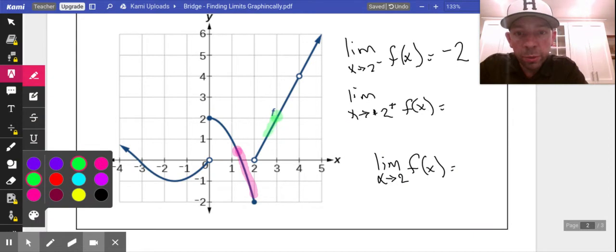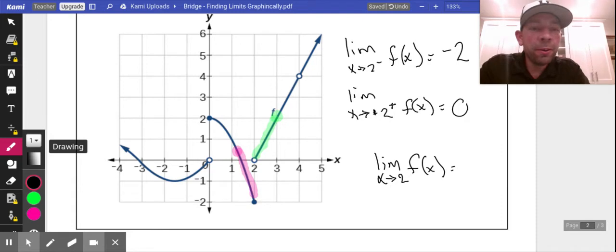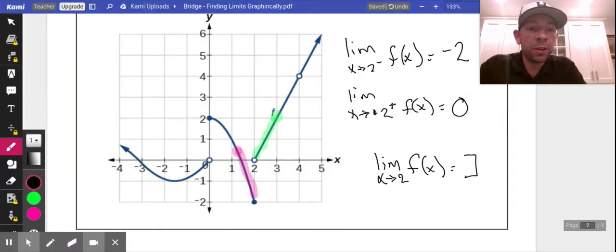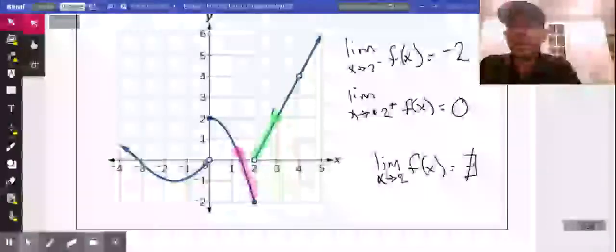We're going to go closer. We're walking closer and closer and closer to 2 from the right. We don't care whether we're approaching an open circle or a closed circle. In that case, we are approaching a height of 0. Our intended height is 0. Our actual height doesn't exist from that side, but it's intended to be 0. Again, those two numbers do not agree, so our general limit does not exist.